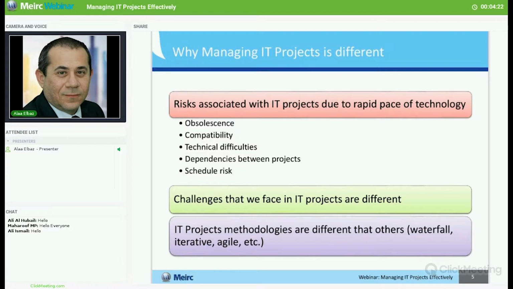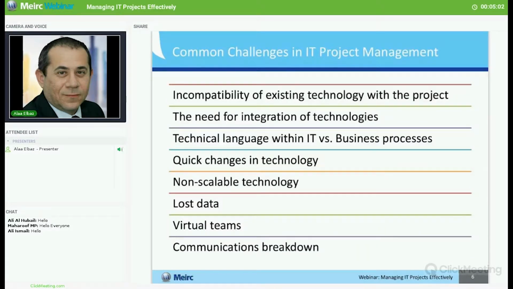Compatibility is another issue that we don't see in other industries. Technical difficulties, of course. There are high dependencies between different projects in IT. And finally, of course, the rigorous schedule risks. There are special challenges, as we're going to see in a few minutes, that are very special for IT, like compatibility and scaling issues and things like that. And finally, the methodologies that we use in managing IT projects are different from the ones that we see in manufacturing, production, construction or other industries.